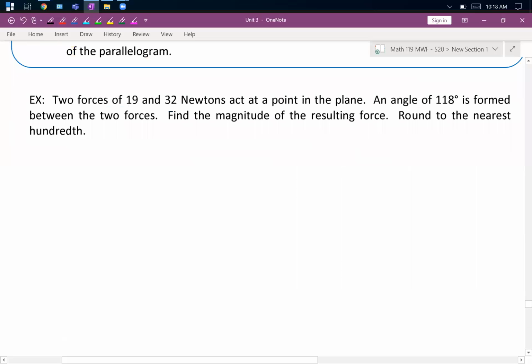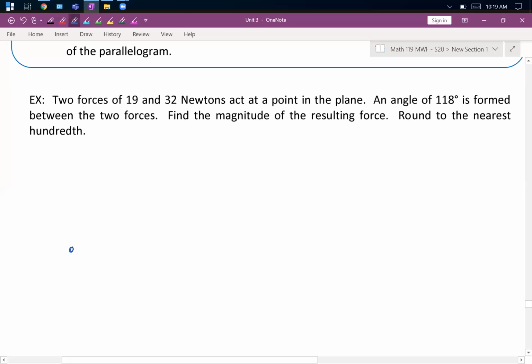So let's check out this first example. Two forces of 19 and 32 newtons act at a point in the plane. An angle of 118 degrees is formed between the two forces. Find the magnitude of the resulting force, and we'll round our answer to the nearest hundredth. A good diagram is always super important.